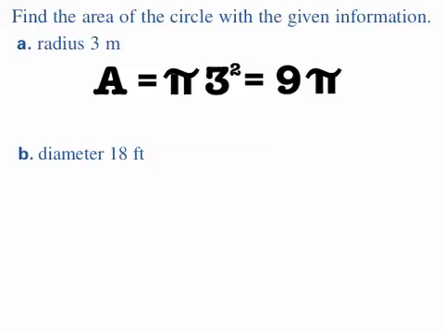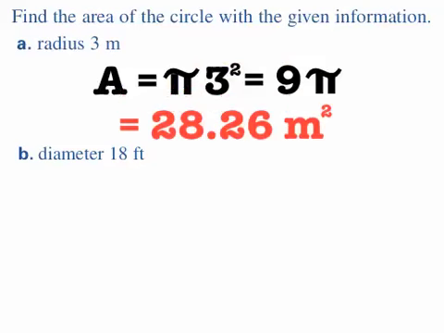But since they didn't say leave in terms of pi or not to leave in terms of pi, I'm going to go ahead and multiply 9 times 3.14, which is about 28.26 meters squared.